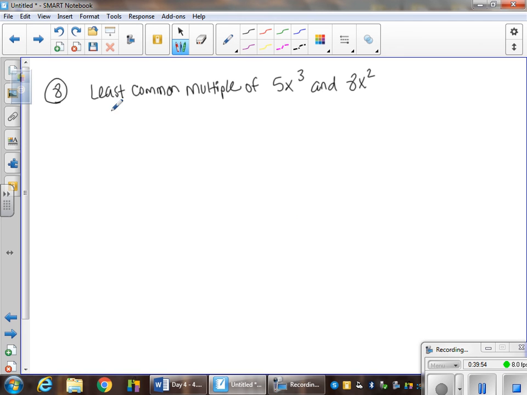LCM for least common multiple, so if you want to just make a note, LCM. And GCF show up all the time on the AccuPlacer, so we will always be bringing these questions back. Go ahead and click pause and see if you can come up with this one on your own. What is the least common multiple of 5x cubed and 8x squared?